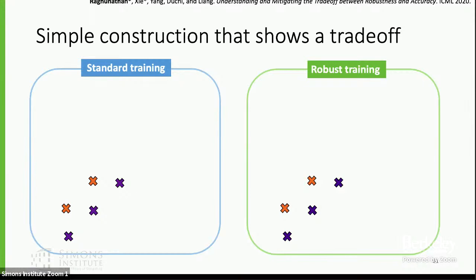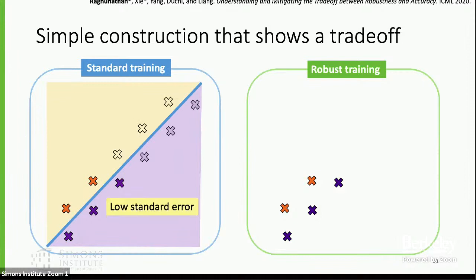If you did standard training, because you're using splines, you're trying to fit the data with minimum slope changes. So you get this blue estimator here, which is the straight line. And you can see that it gets the rest of the line correct as well, and it has low standard error on these unperturbed points. But it is not robust. If you move things a little bit, they should have been the same because the ground truth has that structure, but this classifier would get it wrong.